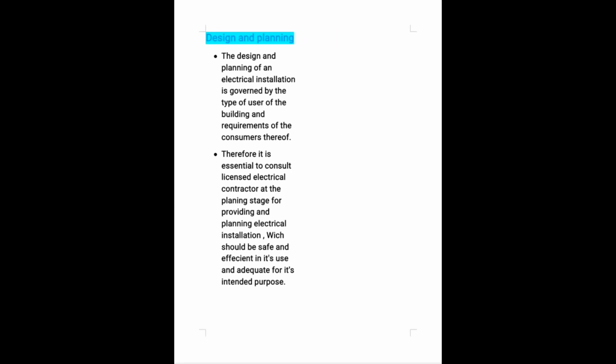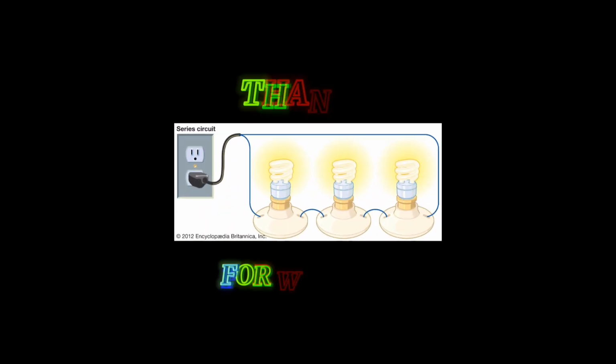Design and planning. The design and planning of an electrical installation is governed by the type of user of the building and the requirements of the consumer thereof. Second, therefore, it is essential to consult a licensed electrical contractor at the planning stage for providing and planning electrical installation, which should be safe and efficient in its use and adequate for its intended purpose.